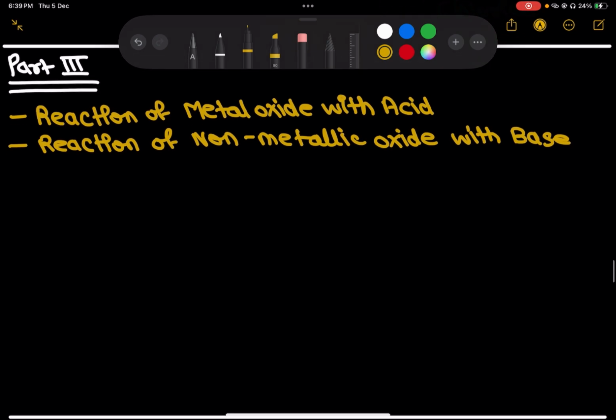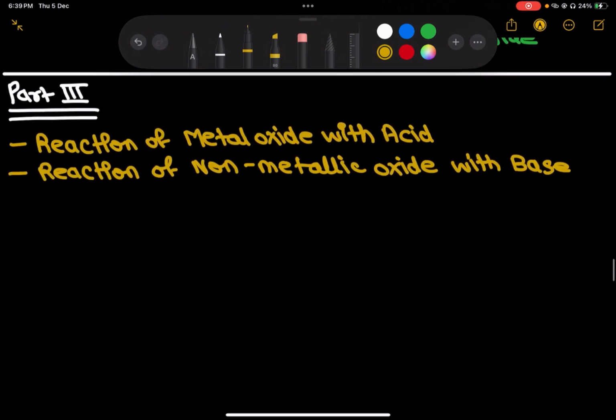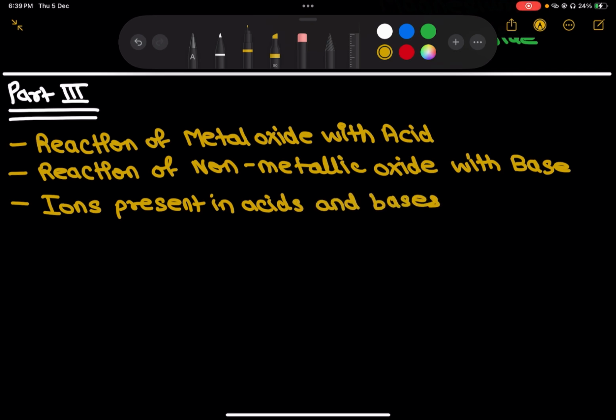After that, we have the ions present in acids and bases. So basically, what do all acids and all bases have in common? A type of ion, right? All acids have the same ion or bases have the same ion present in it. So we're going to see more about that. And lastly, we are going to see the dilution of an acid or a base. What exactly is dilution, right? The process and what is the correct way of diluting an acid.